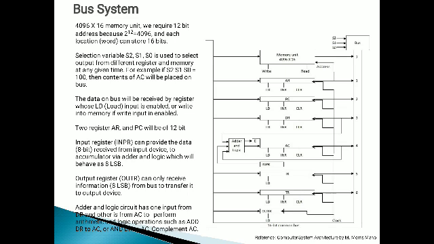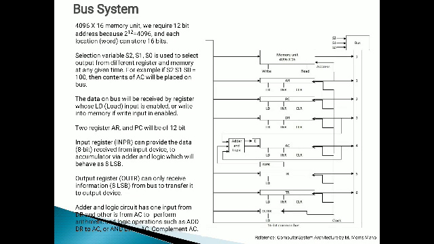Now selection variables S2, S1 and S0 are used to select the register which will place the data onto the common bus. For example, if S2, S1, S0 is equal to 100, 100 means decimal 4, so accumulator will place the data onto the common bus. And at the same time, which register will receive the data from the common bus? The register whose LD, load input, is active will receive the data from the common bus.